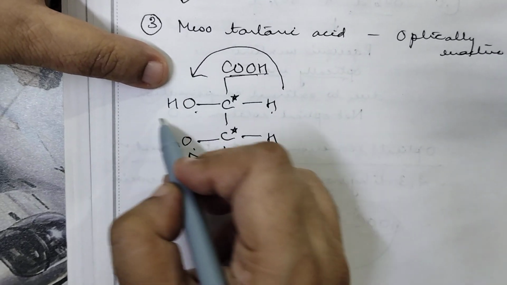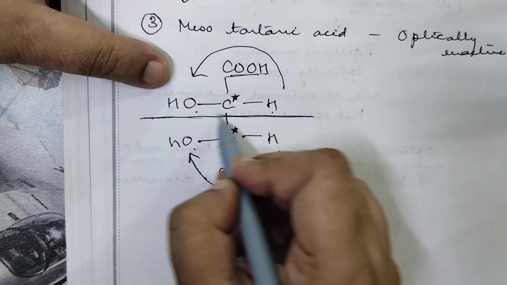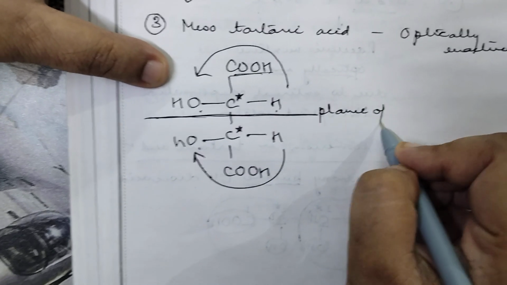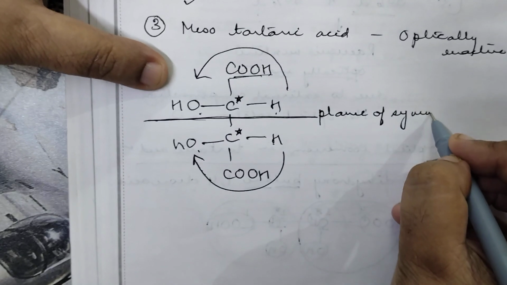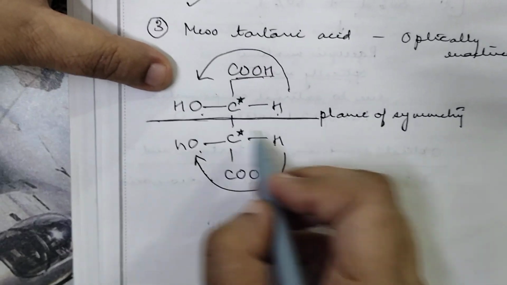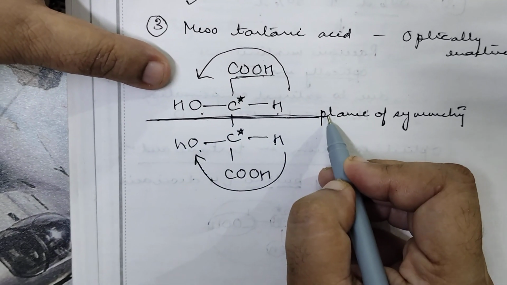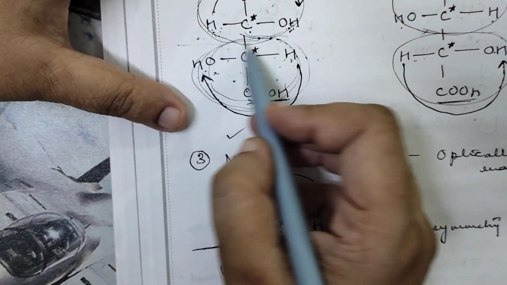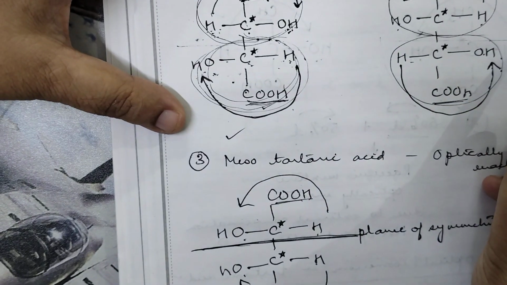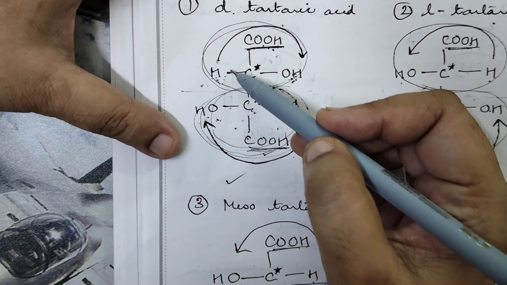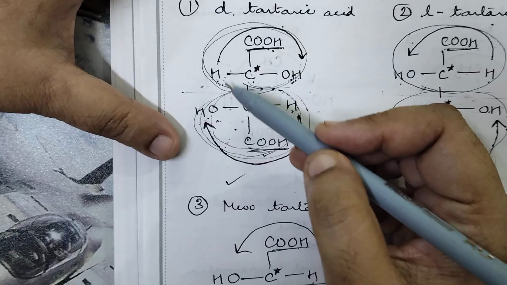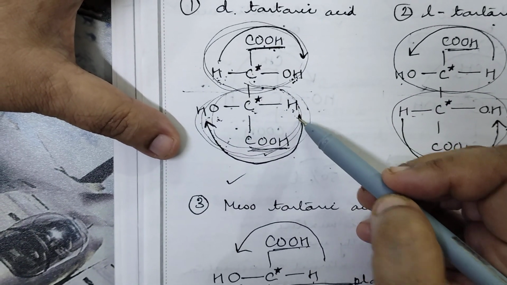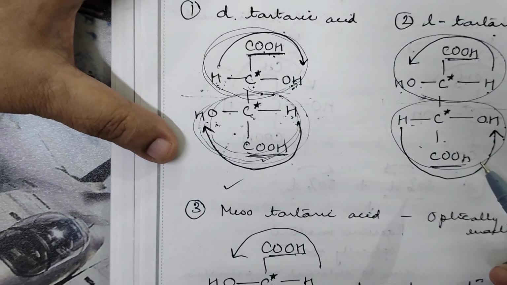Now you can see this is the plane of symmetry present here. Why plane of symmetry is present? Because if you divide it through this plane, you are getting identical halves. There was no plane of symmetry here, no plane of symmetry here. Why? Because this was not as this. Hydrogen was facing hydroxyl, hydroxyl was facing hydrogen, and same is the case in levo.